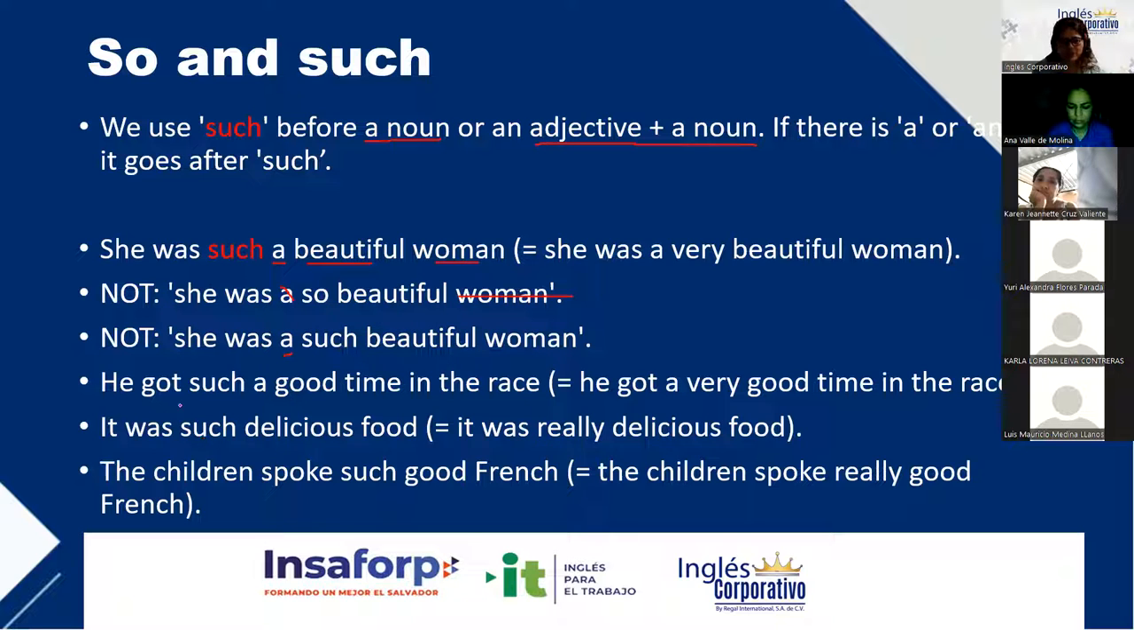Look at these other examples. "He got such a good time in the race." That means that he got a very good time in the race. "It was such delicious food." It was really delicious food. Why don't I put "a" here? Because food is not countable. And as food is not countable, I can't put "a". Right? "The children spoke such good French." The children spoke very good French.